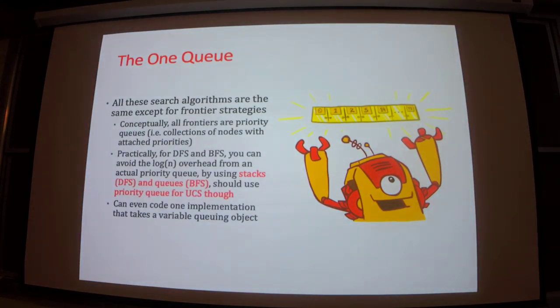So all of these algorithms are basically the same except for how we're dealing with the frontier, right? So you can say conceptually that a stack, a queue, and a priority queue are all priority queues, depending on how you define priority, right? But practically speaking, for DFS and BFS, you should be using stacks and queues unless you're doing DFS recursion, right? But for UCS, you should still be using a priority queue. If you're smart about it, you can even have one implementation that's taking a function or taking a queuing object, right? That's different.